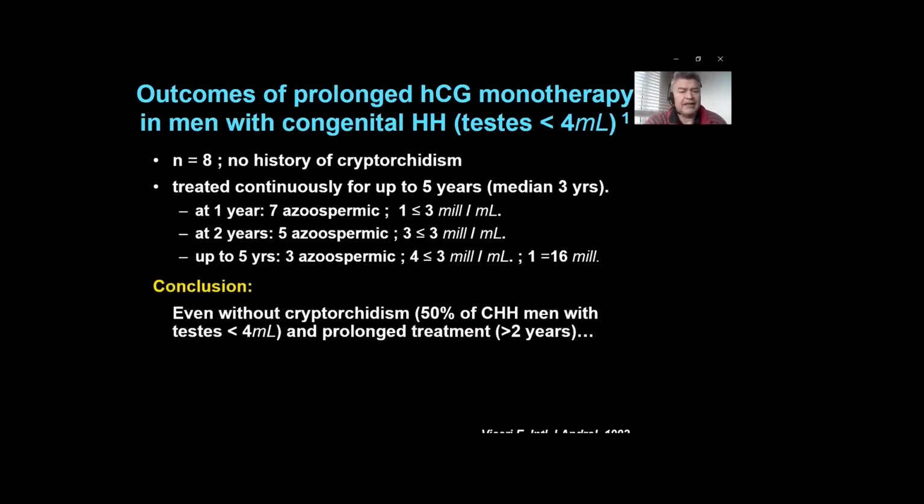So really, even without cryptorchidism and prolonged treatment with HCG, if you've got small testes under 4 mil, then HCG monotherapy is largely futile. These men with congenital HH need to be started on FSH and HCG at the same time, whatever the guidance from the American Association of Clinical Endocrinologists says. In this group, severe congenital HH, HCG monotherapy is largely futile. It's a waste of time.